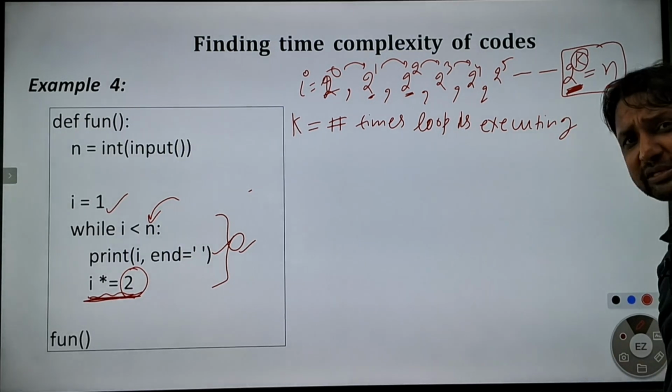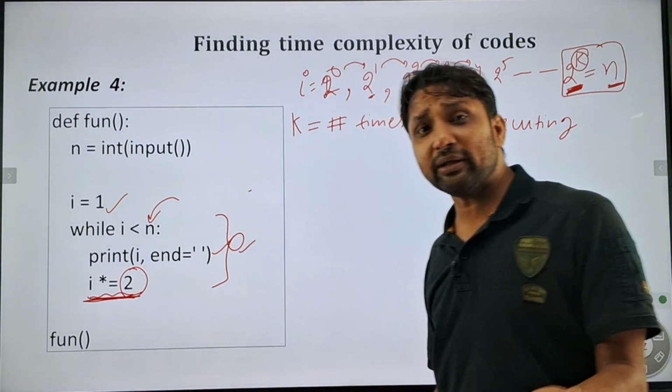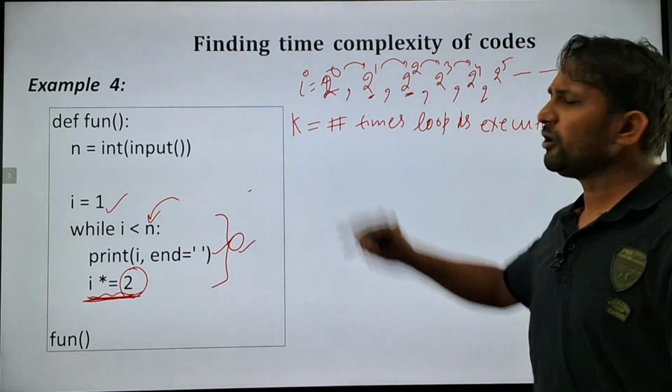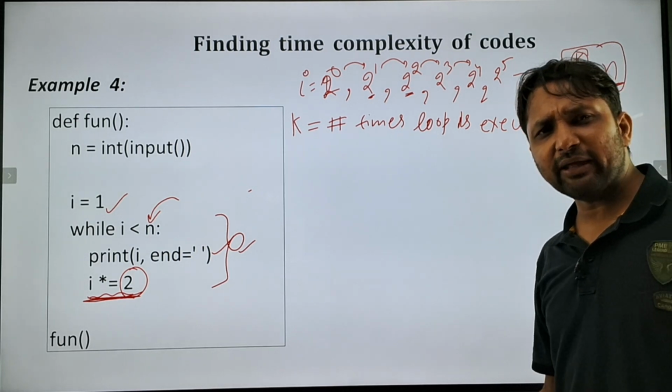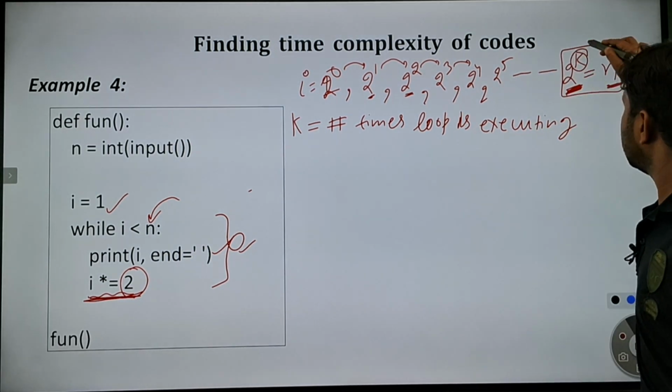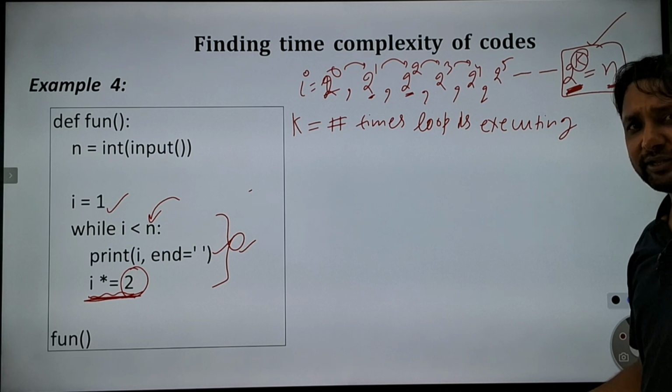And that is the time complexity. How many times is the loop executing? That is the time complexity. We just need to find the value of k. What is the value of k? That is the time complexity. So we can solve this equation and find the time complexity.